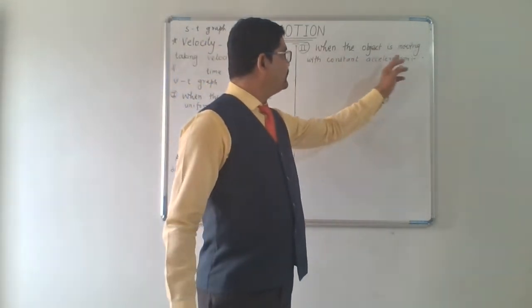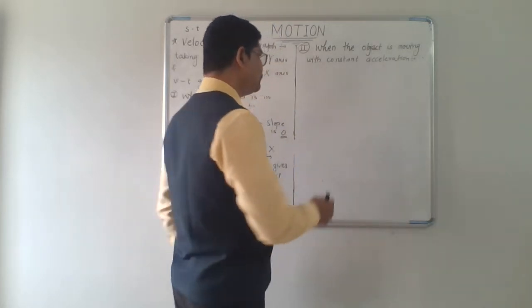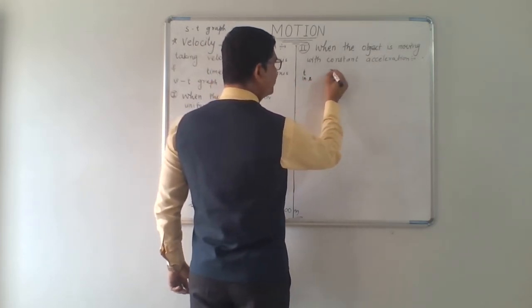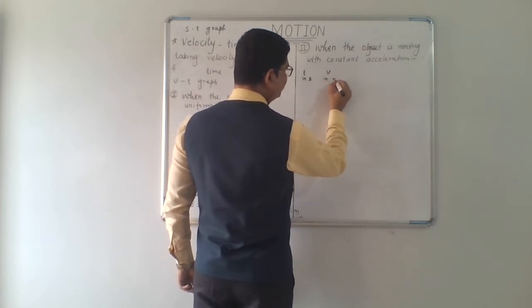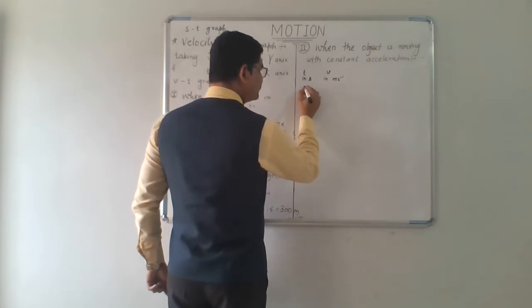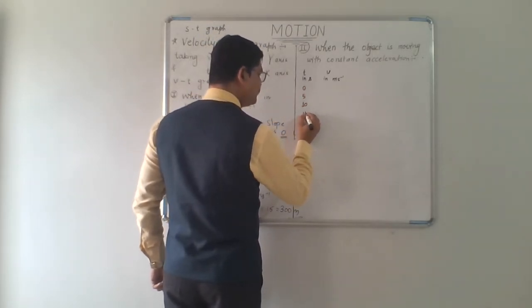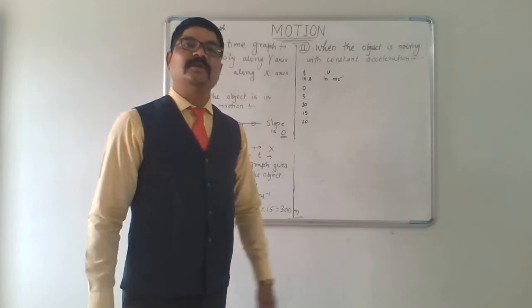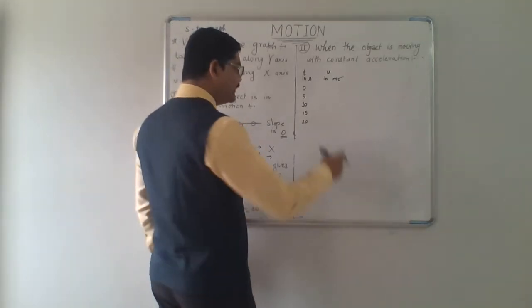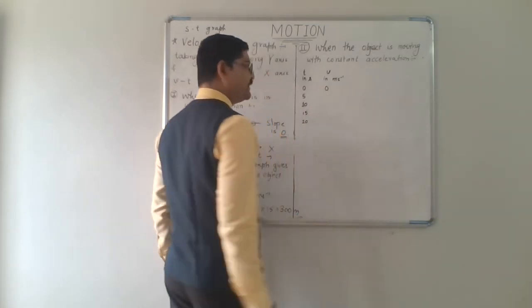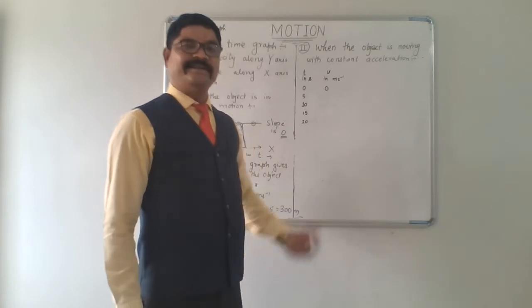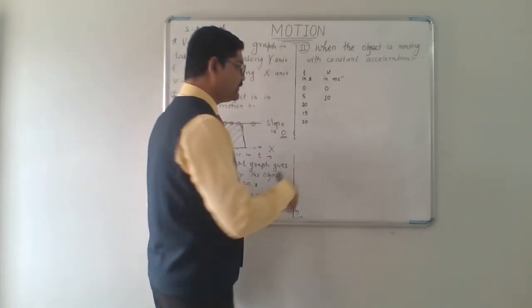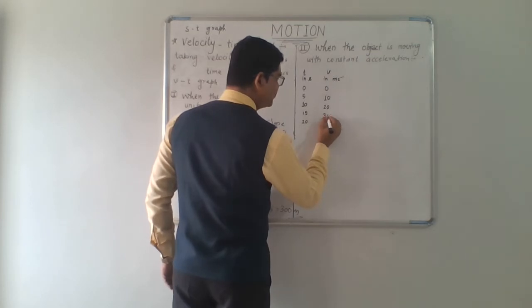So, when the object is moving with constant acceleration, for example, we are having time t in seconds and velocity in meter per second. 0, 5, 10, 15, 20 are the time intervals that we are going to consider for the observation of motion of the object. And in this case, if the object is starting from rest, initial velocity will be 0 and then the velocity goes on increasing, that too at a constant rate. For example, 0, 10, 20, 30, 40.